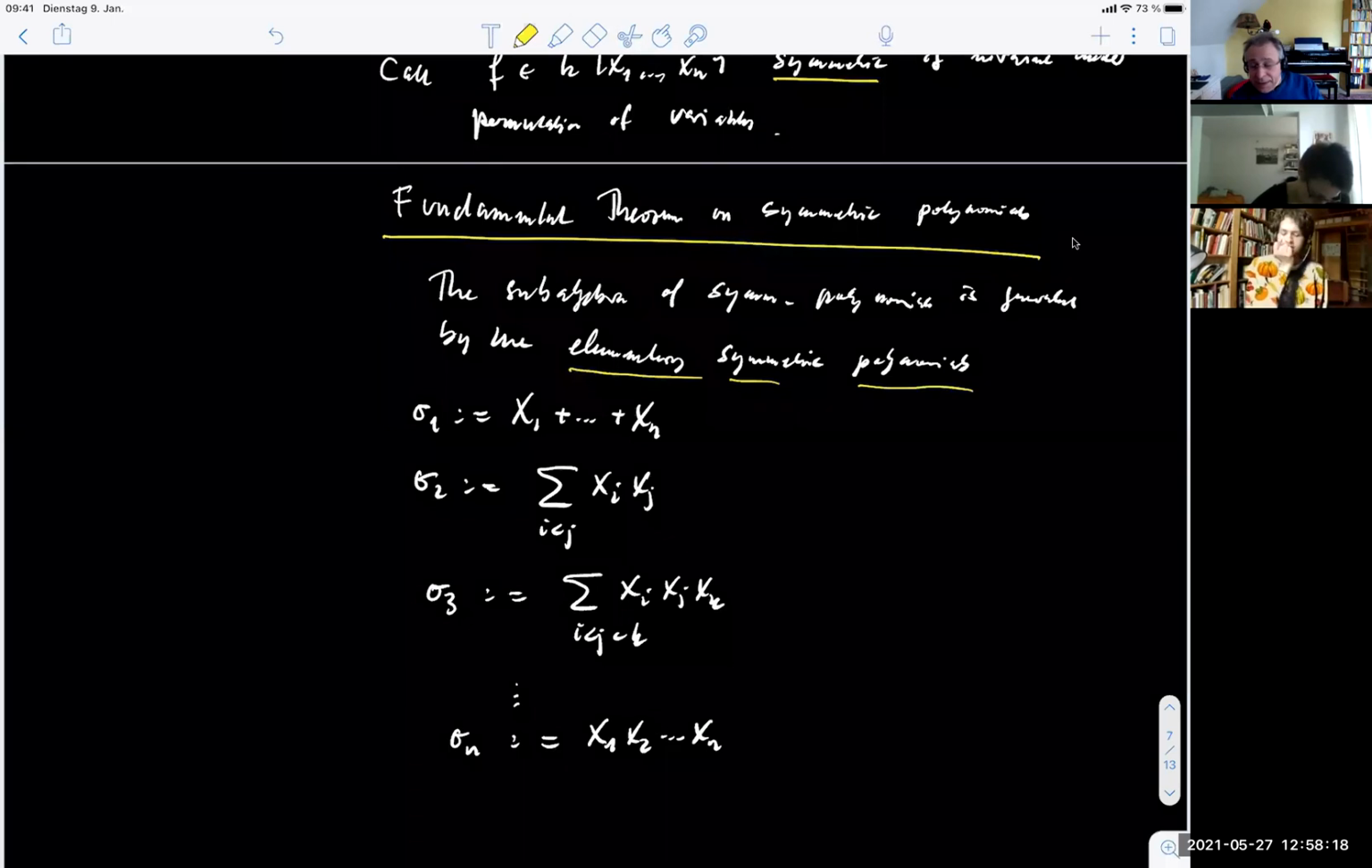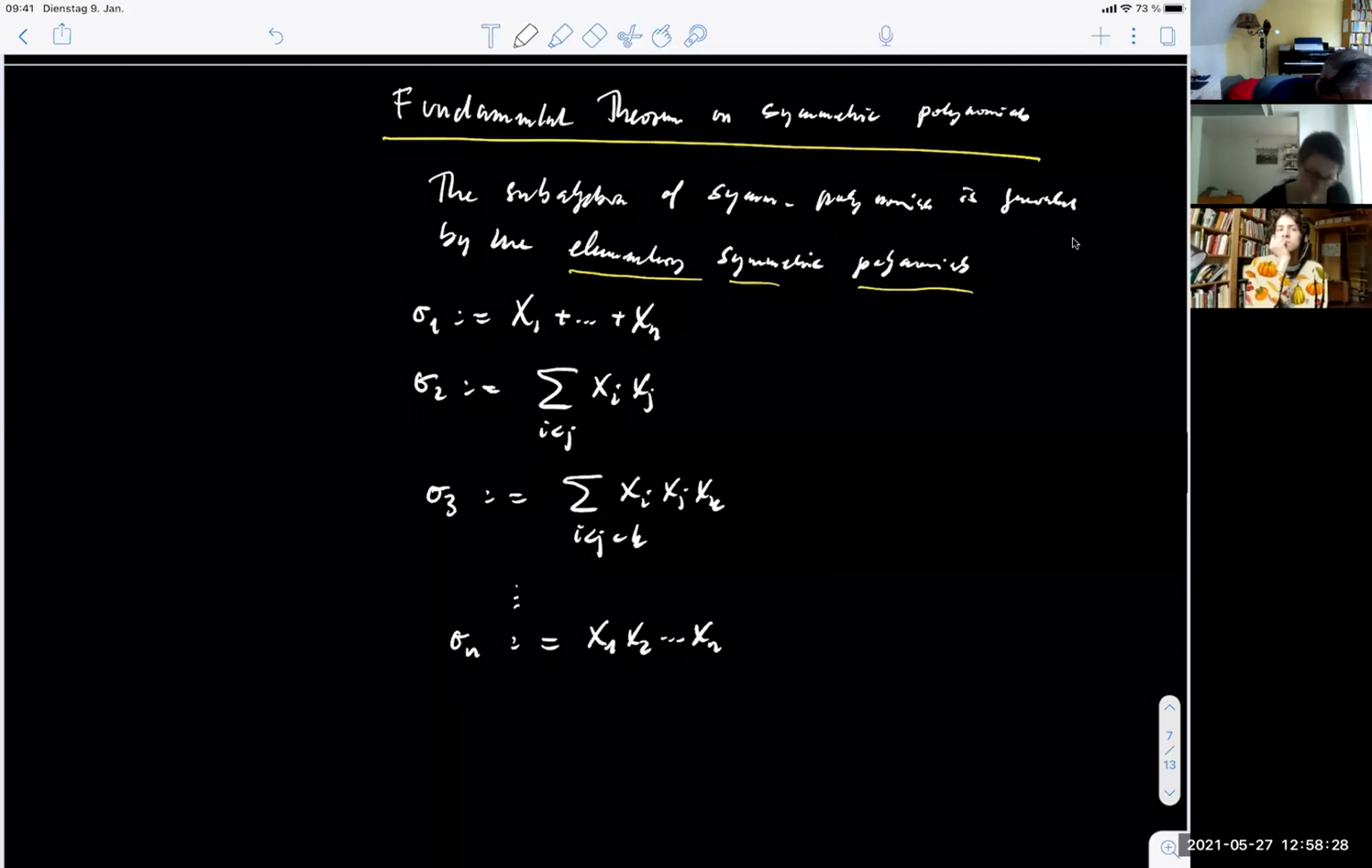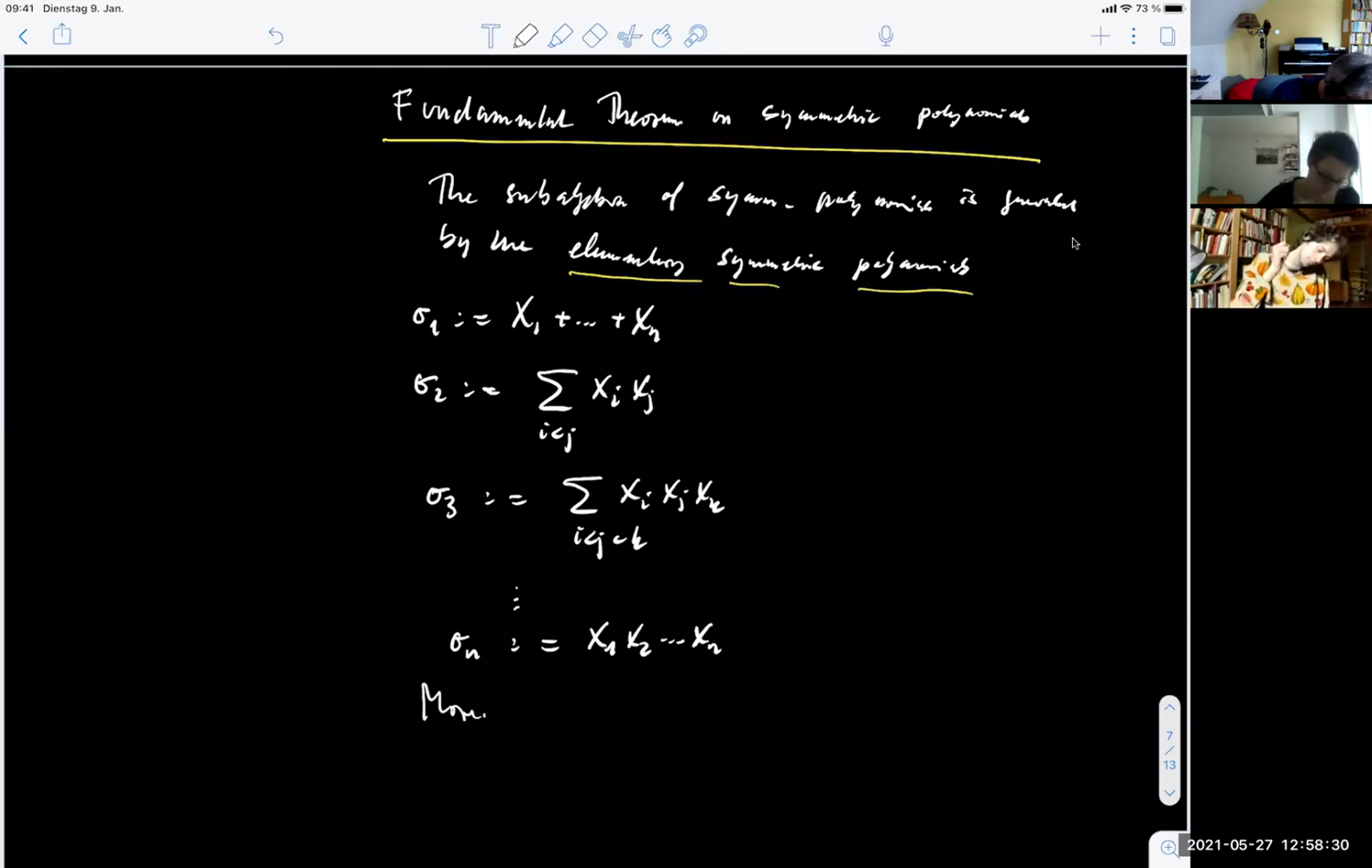And not only that, moreover, they are algebraically independent. Moreover, sigma 1 up to sigma n are algebraically independent.